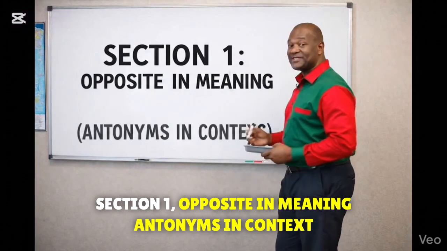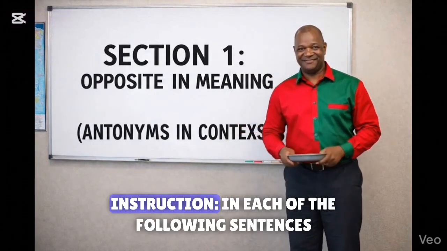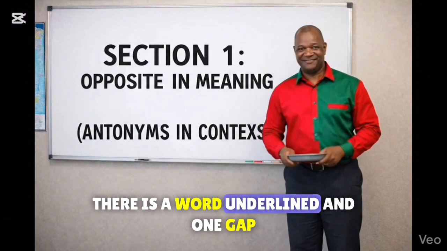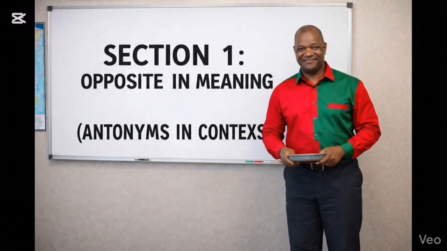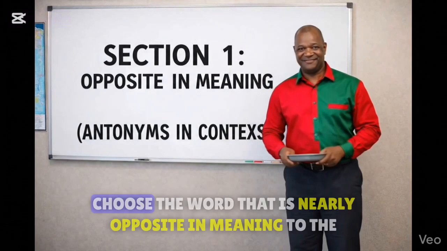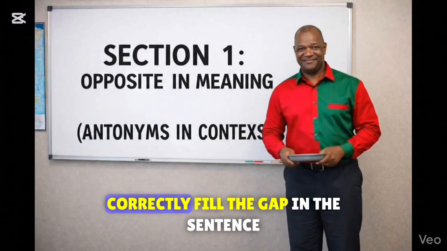Section 1. Opposite in meaning, antonyms in contexts. Instruction. In each of the following sentences, there is a word underlined and one gap. From the list of words lettered A to D, choose the word that is nearly opposite in meaning to the underlined word and that will at the same time correctly fill the gap in the sentence.